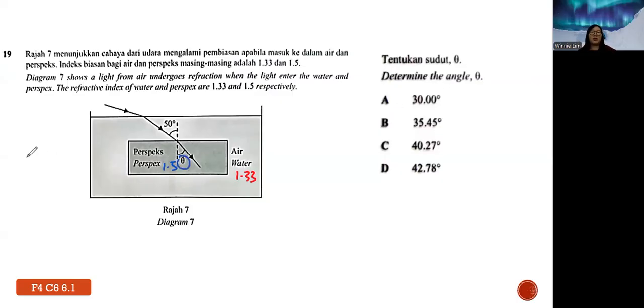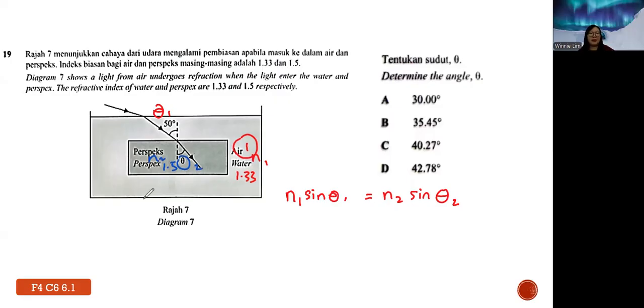So for information, we are using the concept of Snell's law. What is the formula of Snell's law? We have n1 sine theta 1 equals n2 sine theta 2. So assuming water is 1, this is theta 1, this is n1. Then everything for perspex will be 2. I'm finding theta 2, and this is n2. So we just substitute and then you can get the answer already.